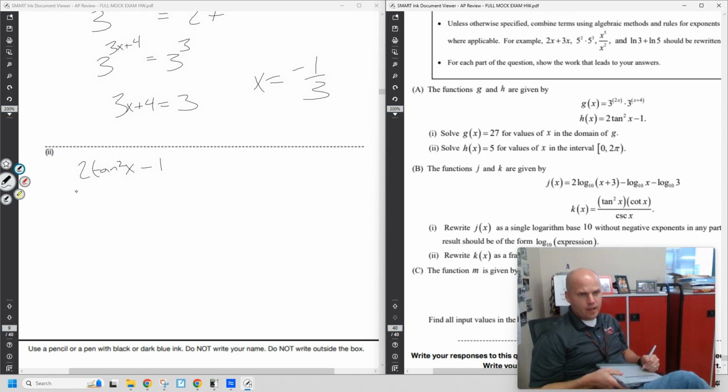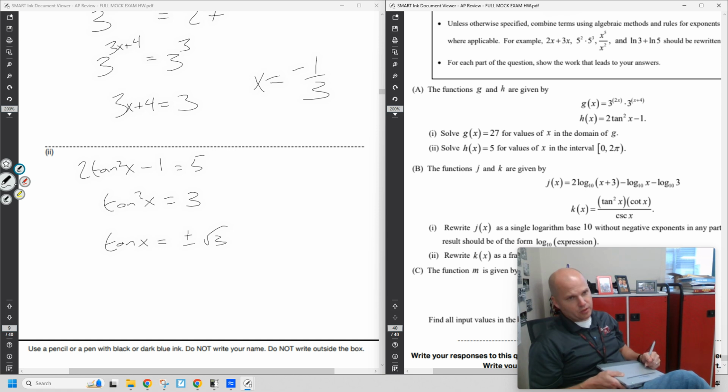2 tan squared x minus 1 equals 5. I'm going to add 1, divide by 2, and I get 3. When you square root to solve an equation, don't forget your plus or minus. Tangent equaling root 3. I have two possibilities in my brain.